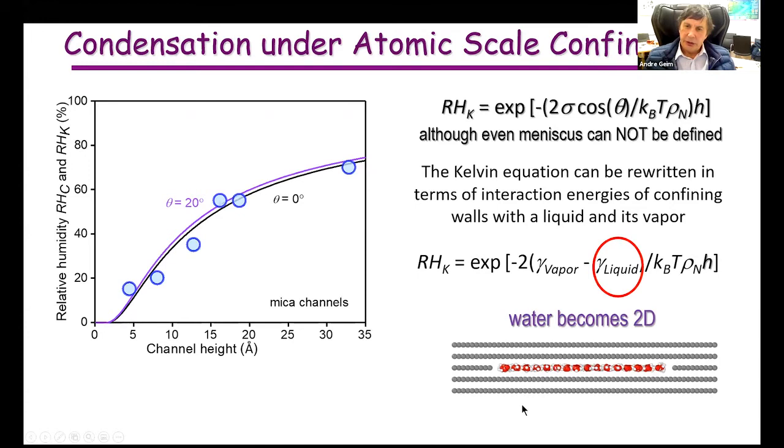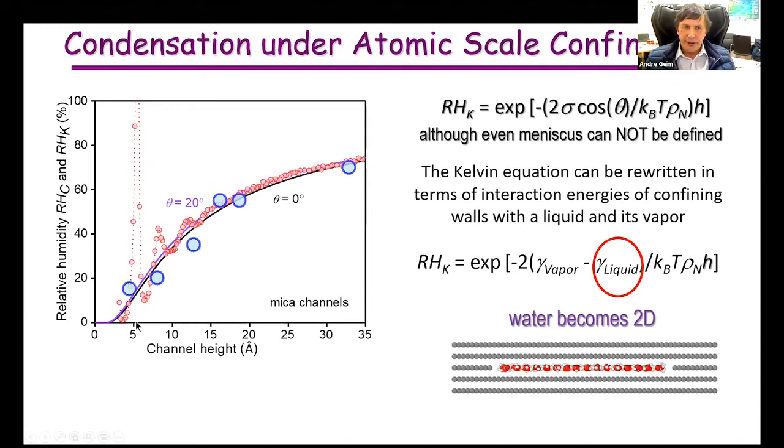So if we take it into account, as we did in our molecular dynamics simulations, we have to expect huge oscillations in the humidity at which condensation occurs. There are unfavorable states to condense. Water won't condense at certain thicknesses of our capillaries.